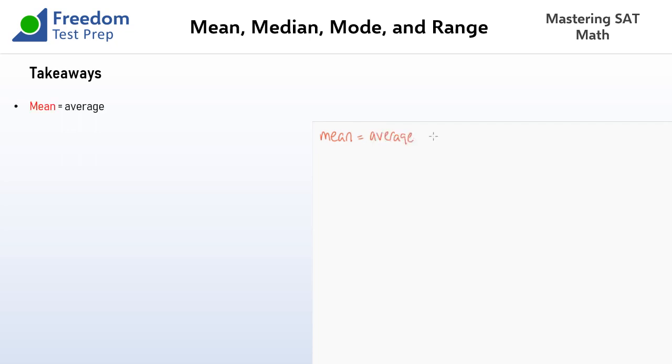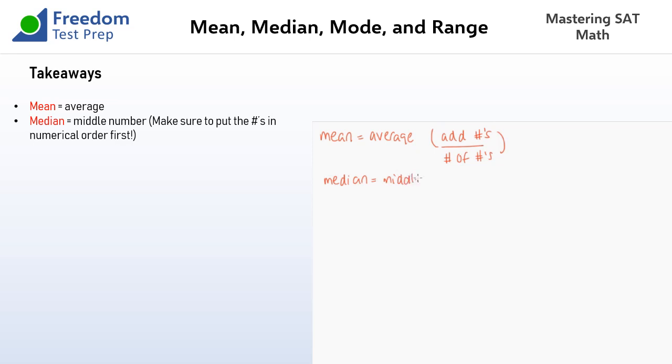How do you get an average? You add up the numbers and you divide by the number of numbers. That's number one. Median is the middle number. Now, there are a couple of rules you need to know about the median.